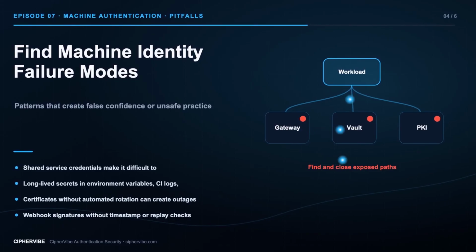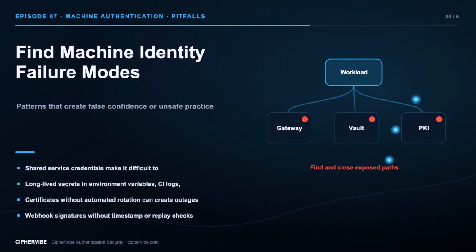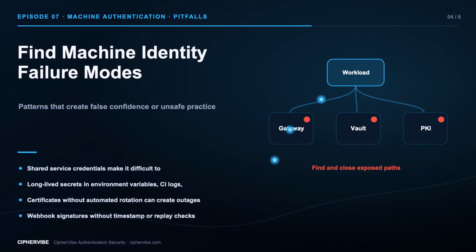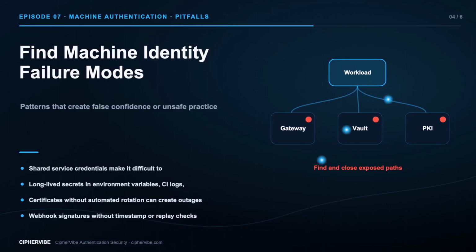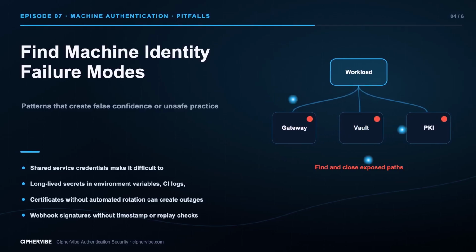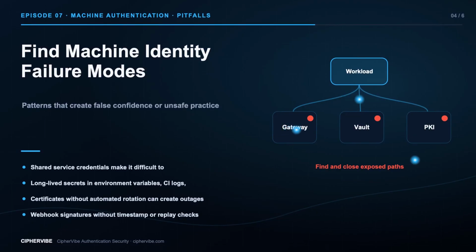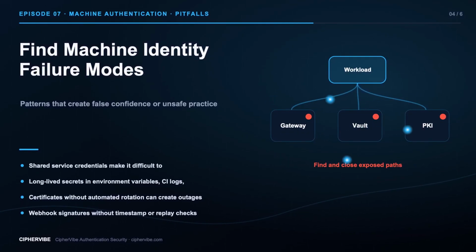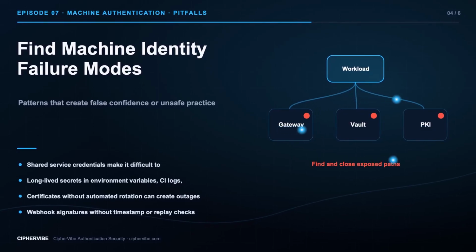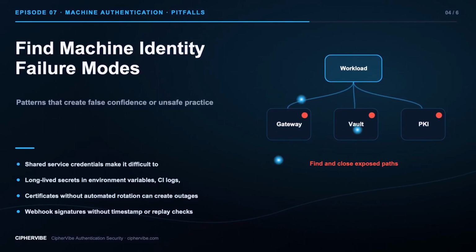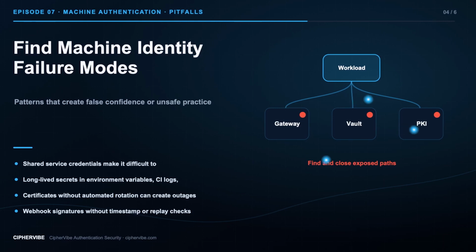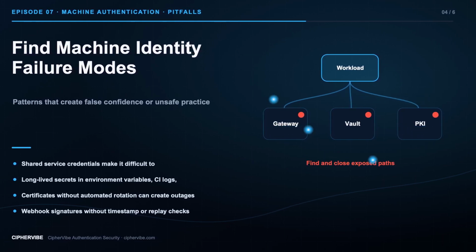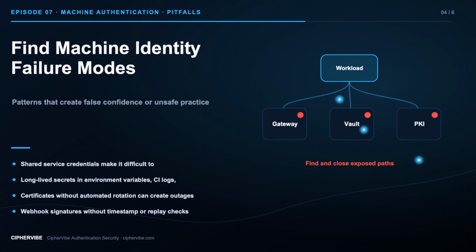Second, long-lived secrets in environment variables, CI logs, container images, and developer machines can survive for months after exposure. Third, certificates without automated rotation can create outages or push teams into unsafe emergency changes. Fourth, webhook signatures without timestamp or replay checks can accept captured messages again later. Fifth, CI/CD tokens often have broad production access and weak human review.